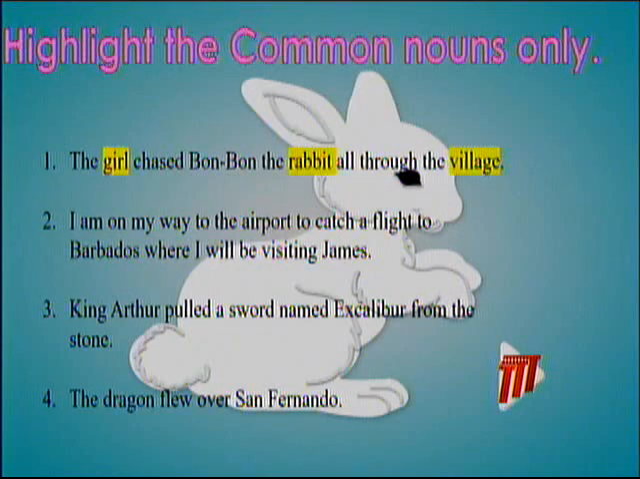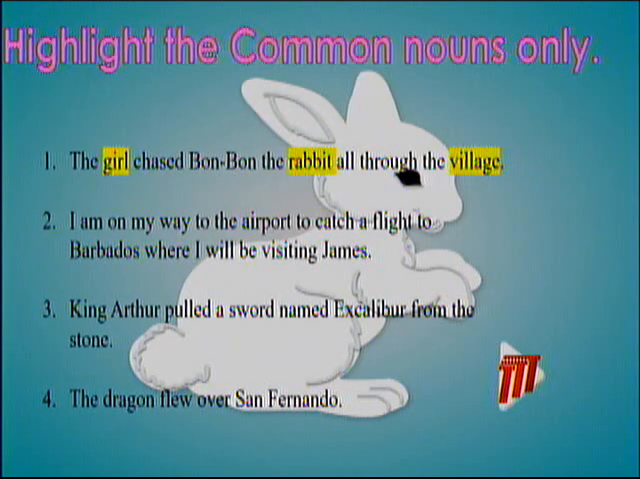So number 1, the girl chased Bon Bon the rabbit through the village. We have 3 common nouns in that sentence. We have girl, which, as I said before, is definitely a common noun. It can be used to identify any number of female children. We have rabbit. In this instance, somebody is chasing a rabbit through the street, and you may think it's yours because you have a rabbit and they didn't tell you exactly what the name is. So you may go outside and decide to check on yours. Through the village. Good. So number 2 now.